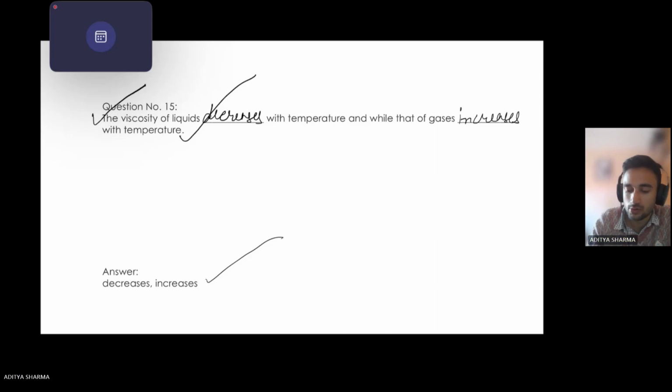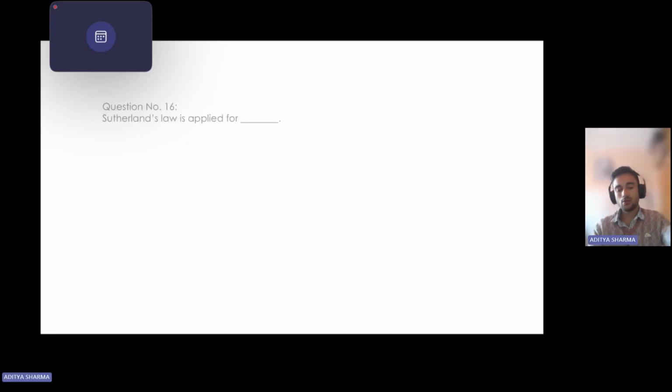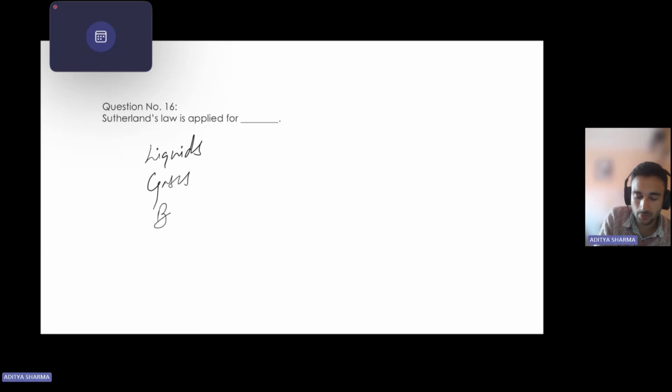15th question. So now we come to the next question, which is related to viscosity, right? Sutherland's law is applicable for, whether it's applicable for liquids, whether it's applicable for gases, whether for both, or none of the above.